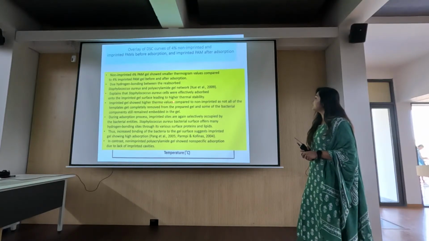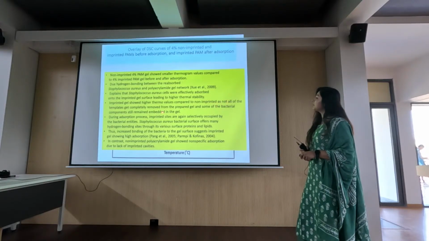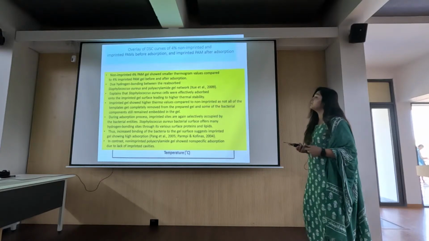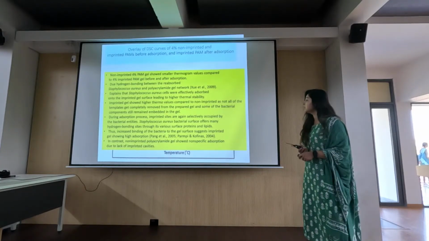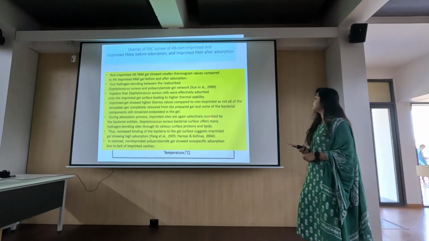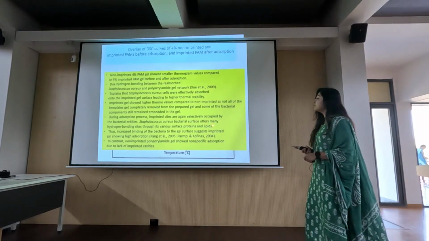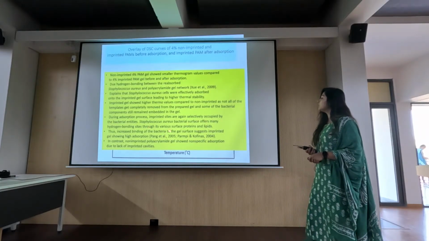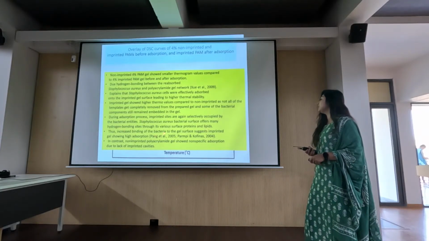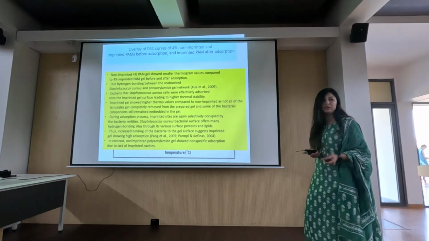Imprinted gel showed higher thermo values compared to non-imprinted, as not all of the targets get completely removed from the gel, and some of the bacteria may still be inside the cavities. So during the adsorption process, imprinted sites are again selectively occupied by the bacterial entities, as well as the bacterial surface offers many hydrogen binding sites through its various surface proteins and lipids. Thus, increased binding of bacteria to the gel surface suggests the imprinted gel shows high adsorption.